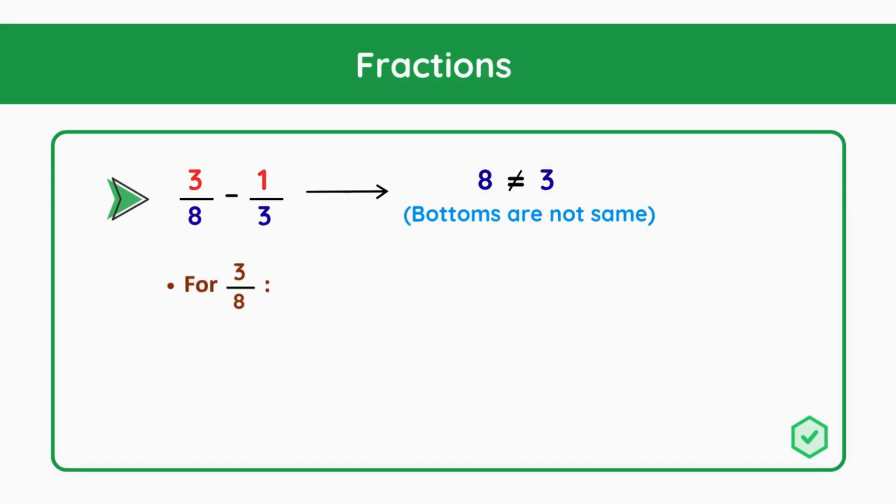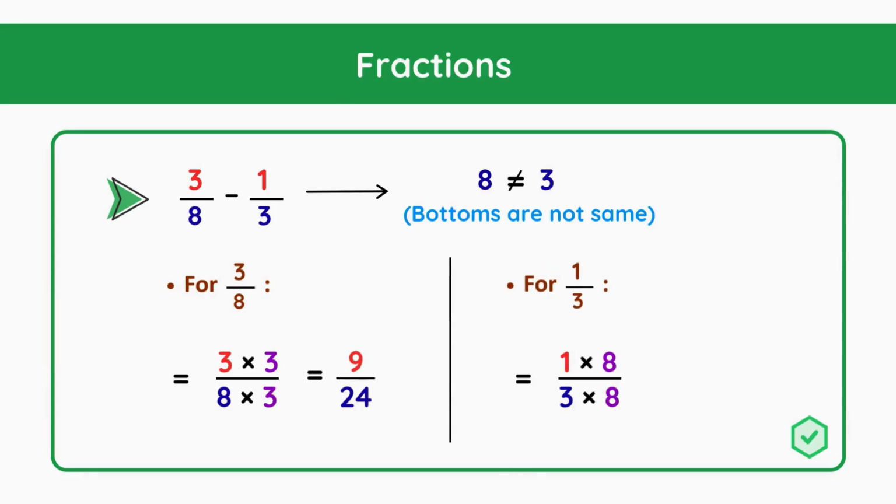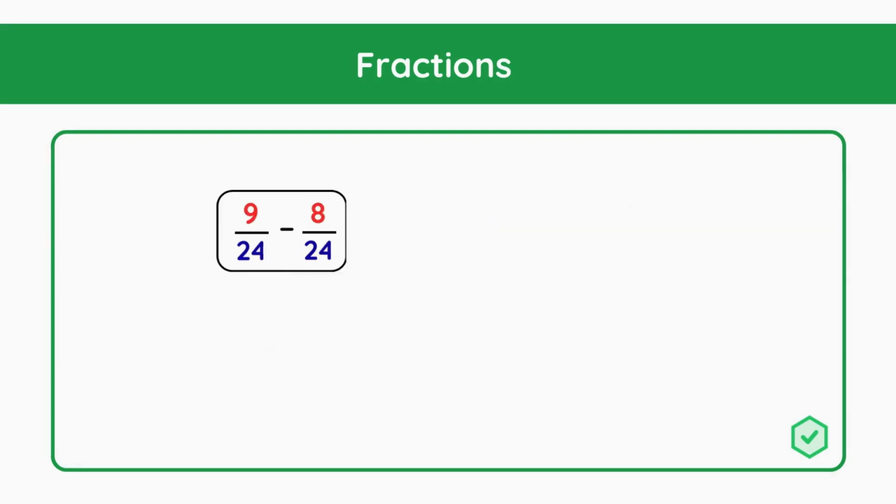For 3/8, we multiply the top and bottom by 3, which gives 9 24ths. For 1/3, we multiply the top and bottom by 8, which gives 8 24ths. Now the bottoms match, so we take away the tops. 9 take away 8 leaves 1. The answer is 1/24. Same trick as adding. Make the bottoms match first, then do the sum on the tops.